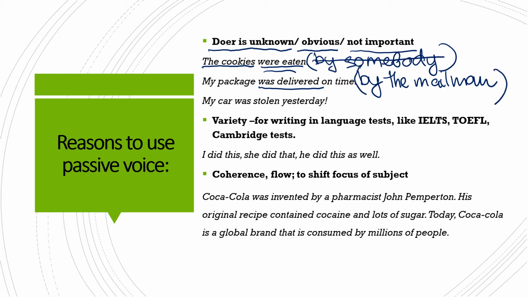My car was stolen yesterday. Here, it's obvious that the information is not known. We don't know who stole the car. So we say my car was stolen. My keys were stolen. My house was robbed. So the action of stealing is more important.